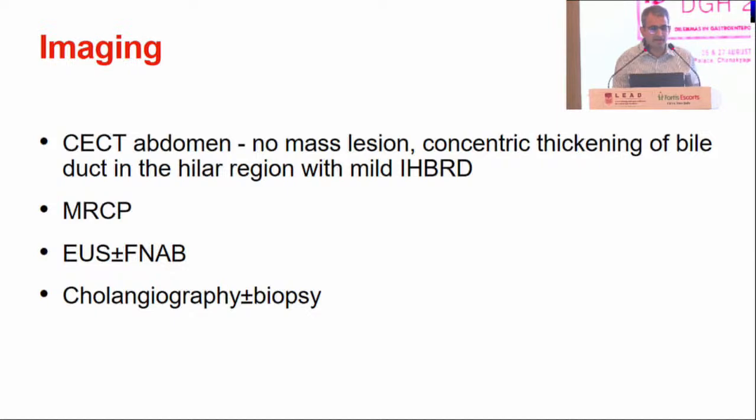So this patient's CT scan showed no mass lesion. There was concentric thickening of the bile duct in the hilar region and mild IHBRD. Sir, we would like to do an MRCP. Would you like an MRCP, or are you happy with the CT alone?